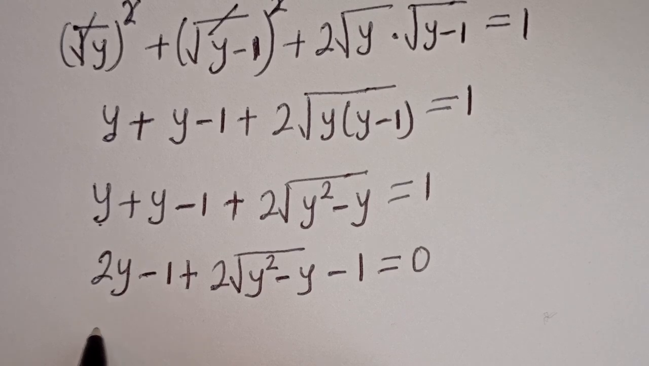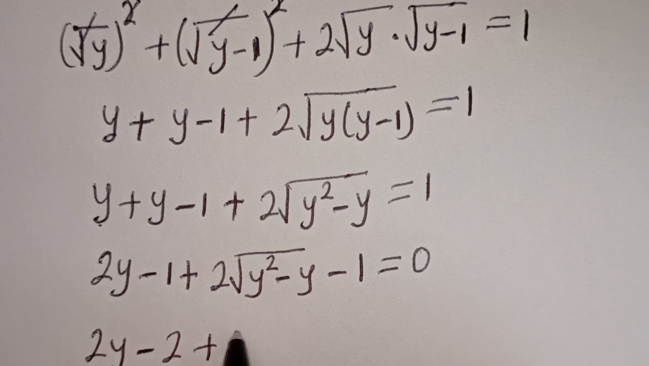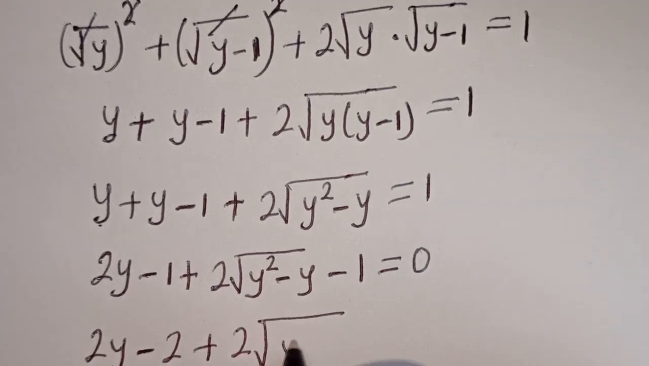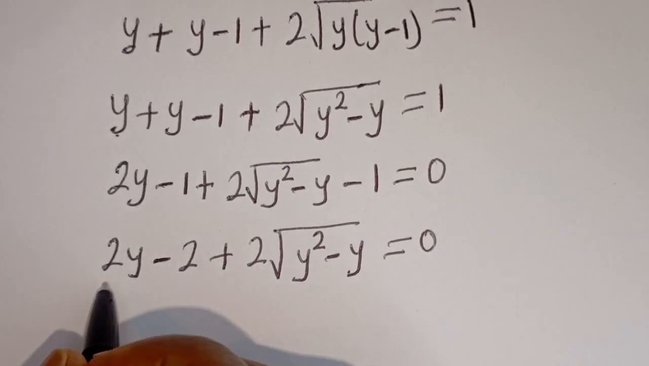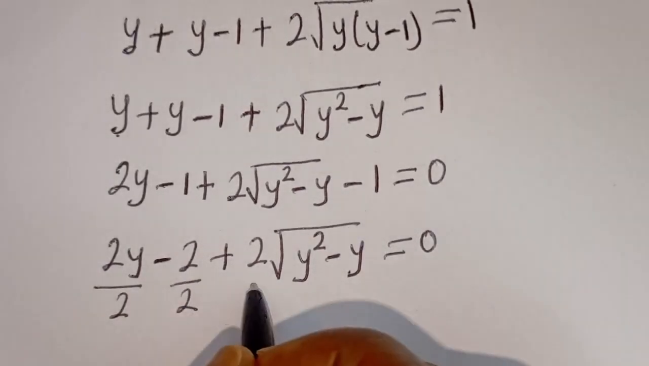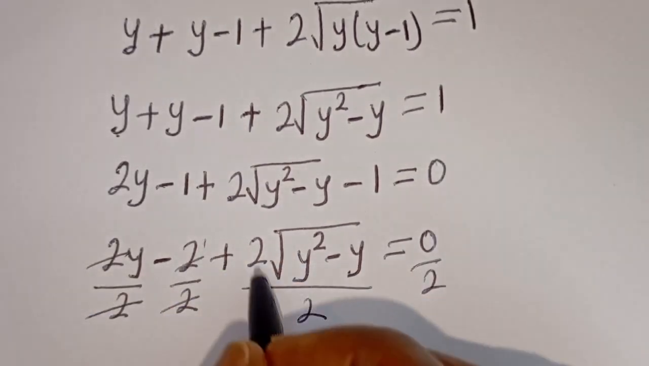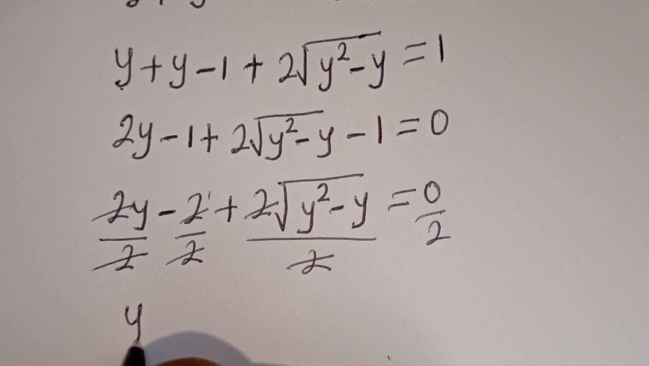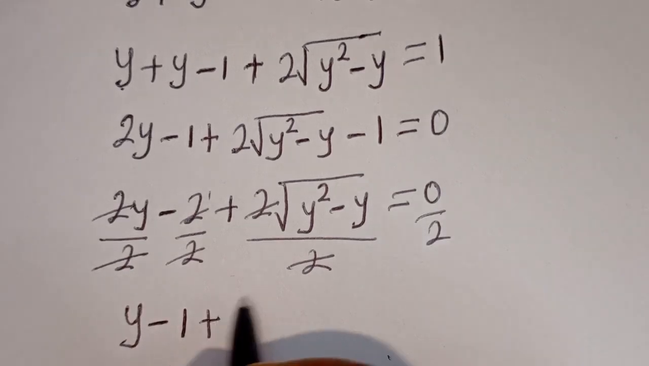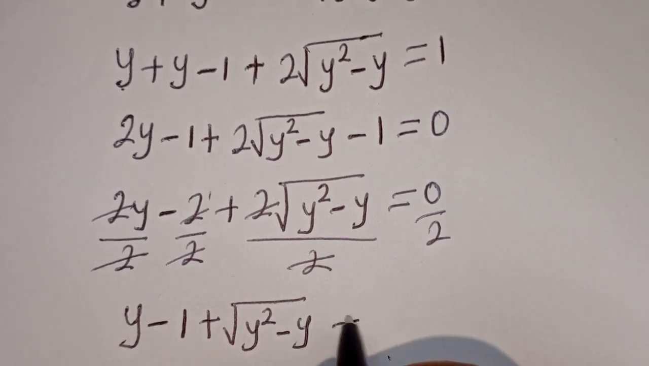Then from here we have 2y minus 1, that is minus 2, plus 2 square root of y squared minus y is equal to 0. Now let's divide all through by 2. Divided by 2, divided by 2, this divided by 2, and this divided by 2. This we cancel, this we cancel, and this 2 we cancel this. Then we have y minus 1 plus square root of y squared minus y is equal to 0.